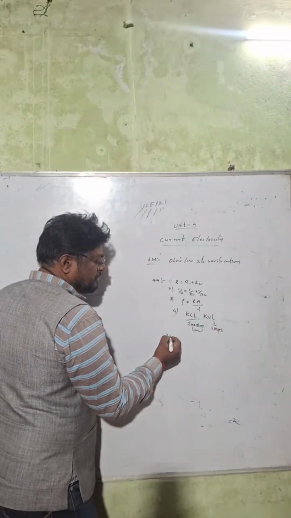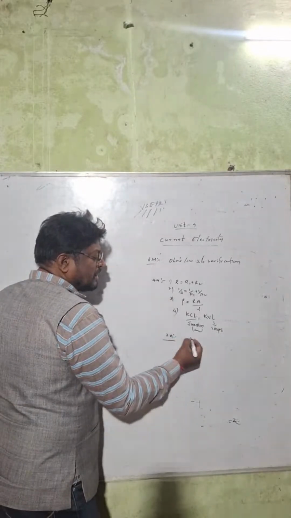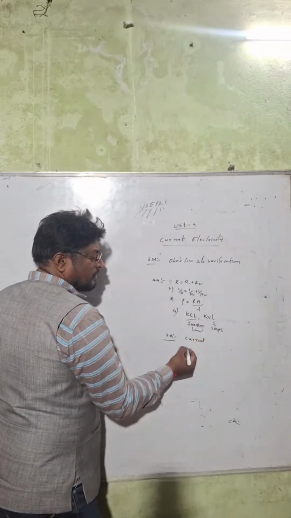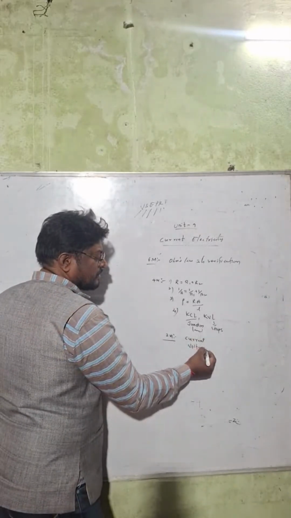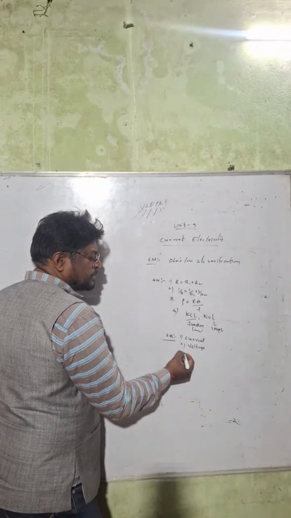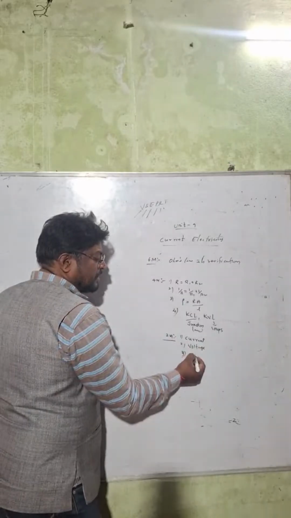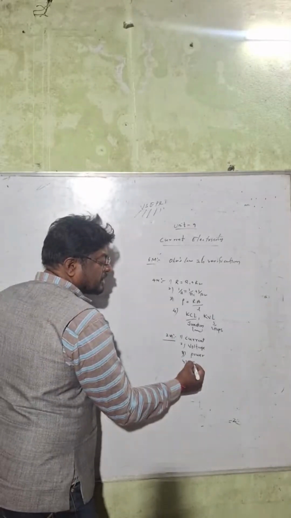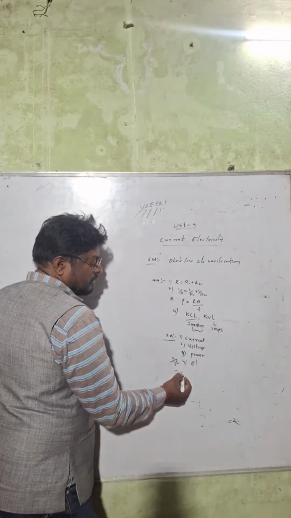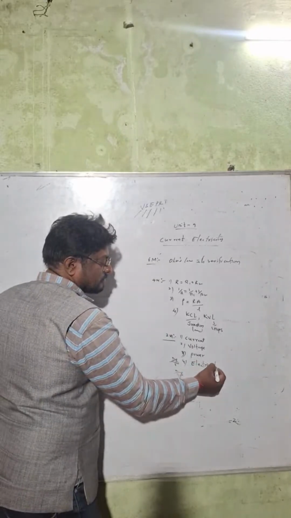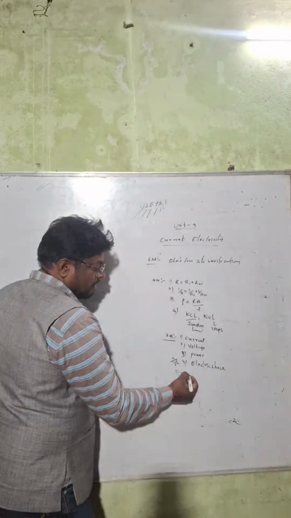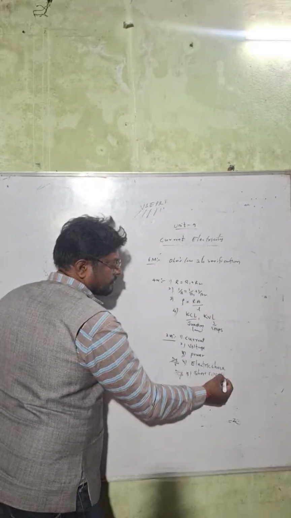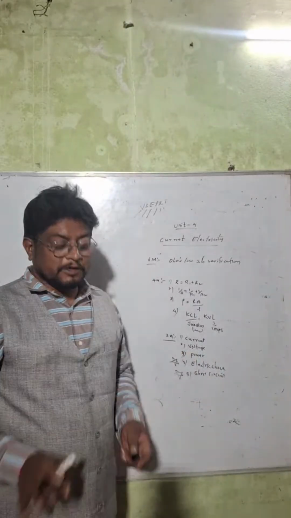And 2 mark questions from this chapter: current definition, voltage definition, third power definition, and fourth, what is electric shock? These are the gunshot questions. Electric shock, short circuit. I'll give you biology questions tomorrow.